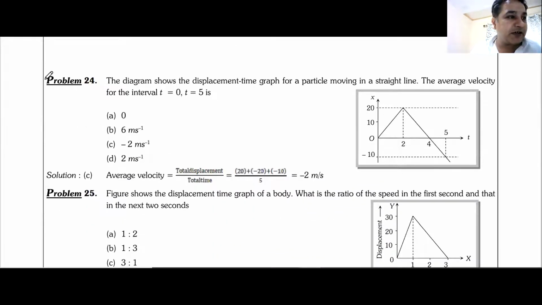Question number 24. Let us concentrate on question number 24 now. This is the graph given for question number 24, and we are supposed to find out the average velocity from 0 to 5 seconds. I hope everyone can see this.